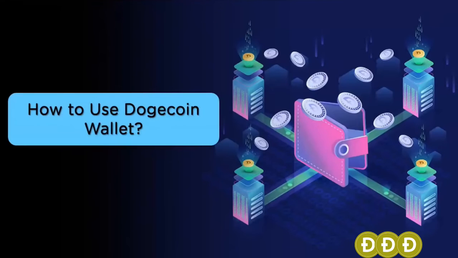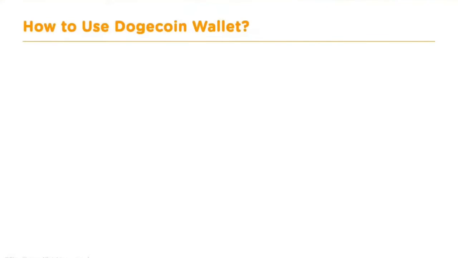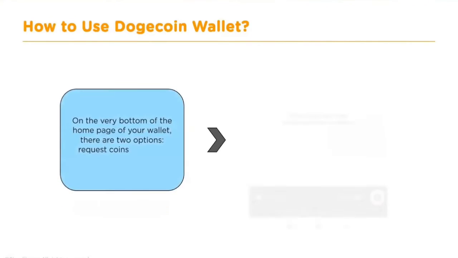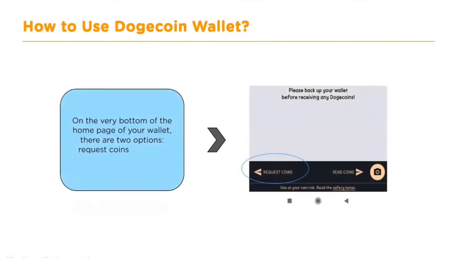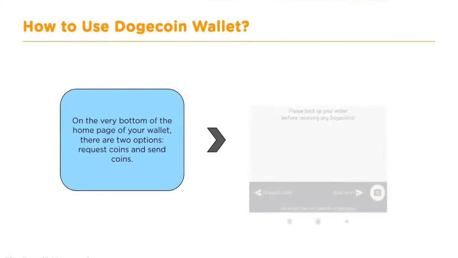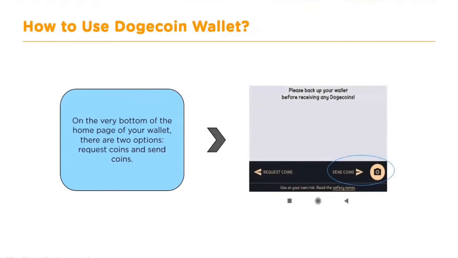Now, when you have your Dogecoin wallet in your hand, let's see how you can use it. On the very bottom of the home page of your wallet, there are two options. Request coins, where you can request Dogecoins from other users in the Dogecoin network. And send coins, where you can send Dogecoins to other users in the Dogecoin network.